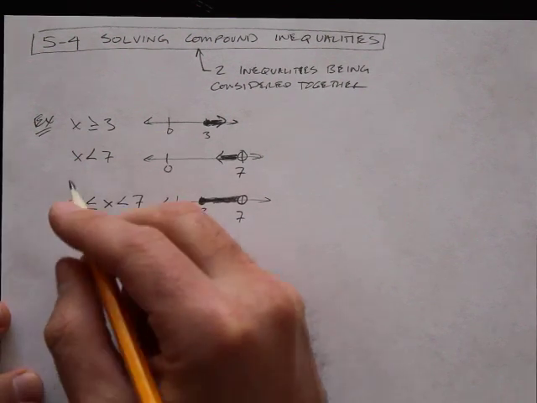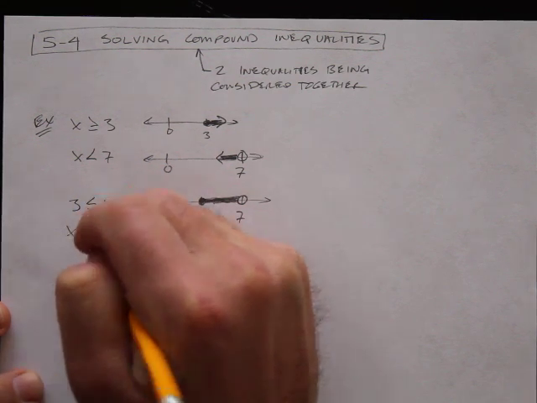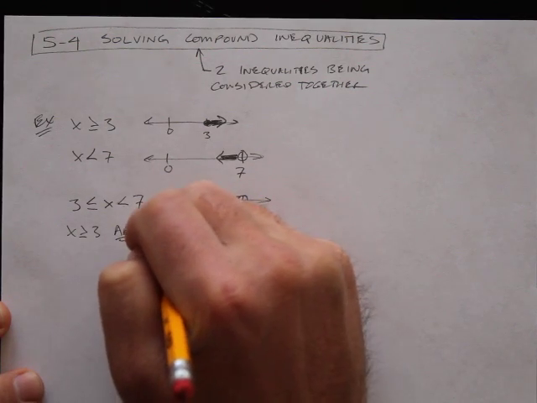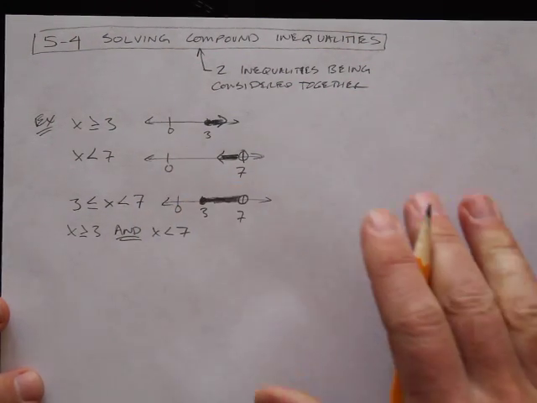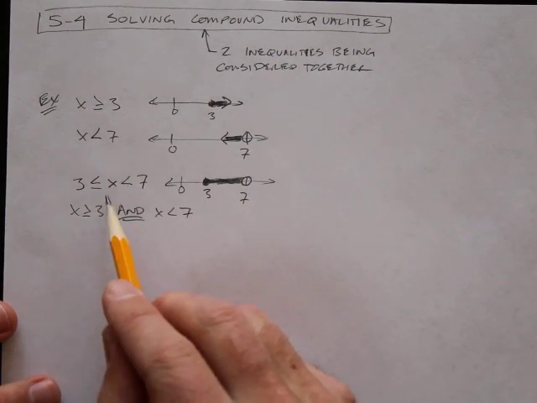You might also see this as x is greater than or equal to 3 and x is less than 7. So that's another way you might see it. These are the same thing here.